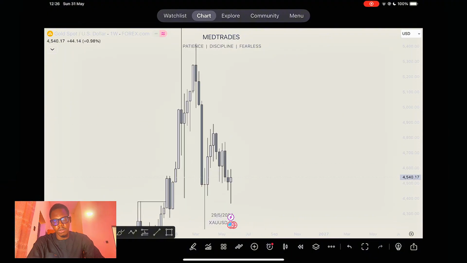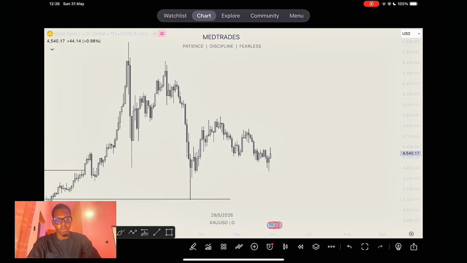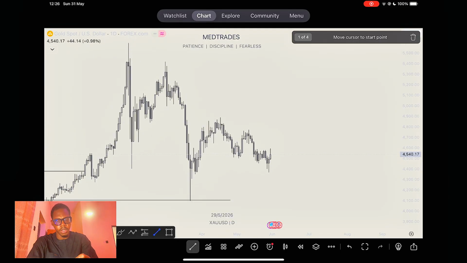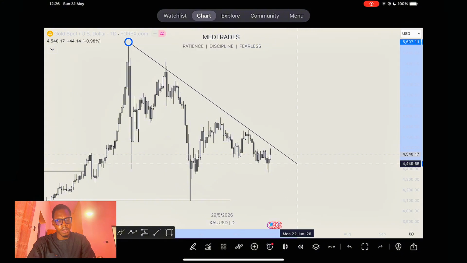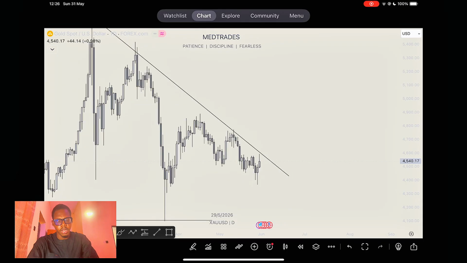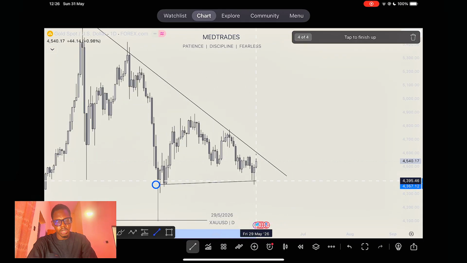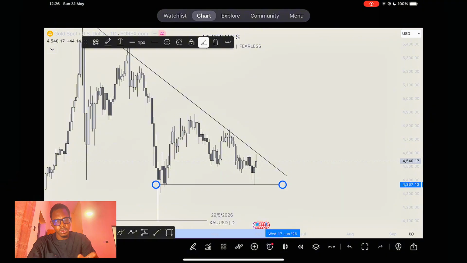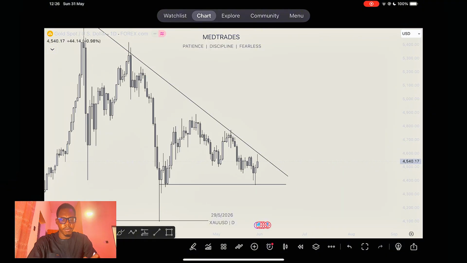But on the daily time frame right here, we are still bearish on the higher time frame. You can see price still bearish, but I'm expecting that breakout to occur from here. And price is currently reacting off from this key level right here that's causing this buy here. So this is the buy that is actually causing price to buy from here.